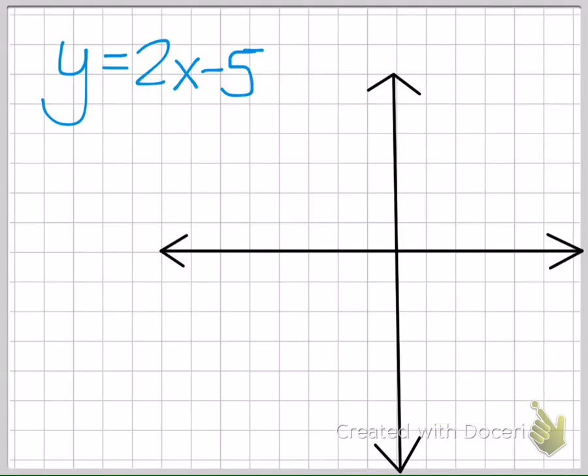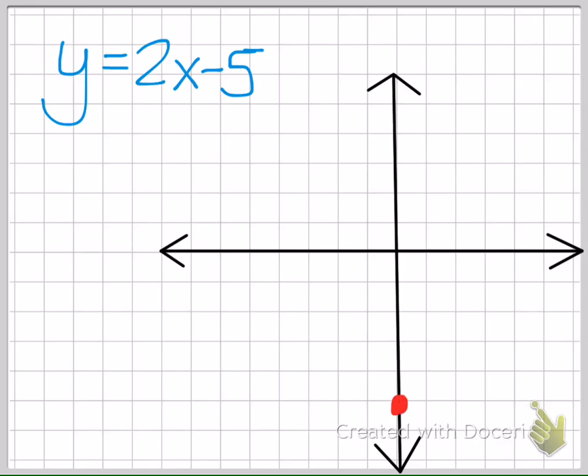Okay, here's example one. First step, is it in slope-intercept form? Yeah, y's by itself. We're good there. Step two, plot the y-intercept. What is the y-intercept of this graph? -5, right? It goes through the y-axis at -5, so let's plot that point.